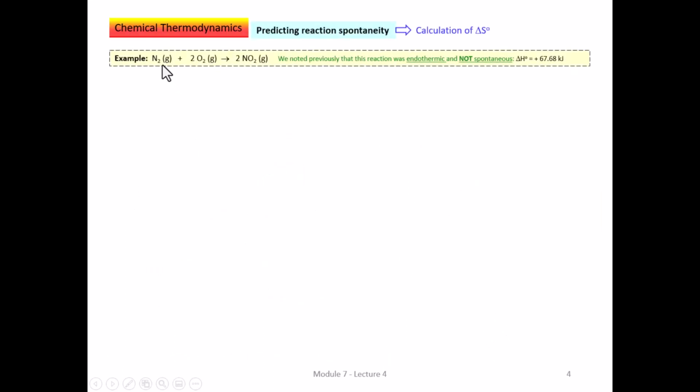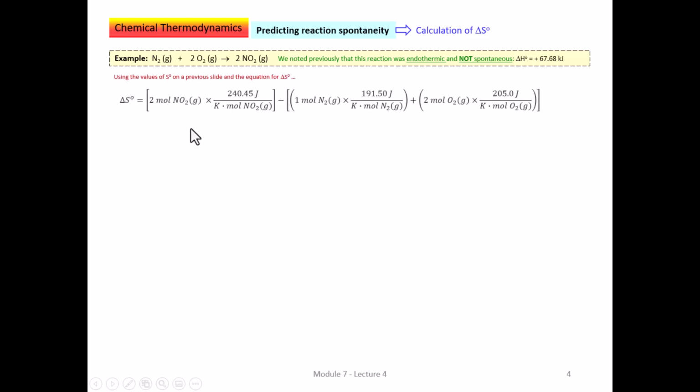How about the reaction of nitrogen and oxygen to form nitrogen dioxide? Previously, we said this reaction was endothermic. It has a delta H of plus 67.68, and that experimentally it's determined or observed to not be spontaneous. Let's calculate delta S for this reaction. When we do that, we end up with a value of minus 120.6 joules per K.